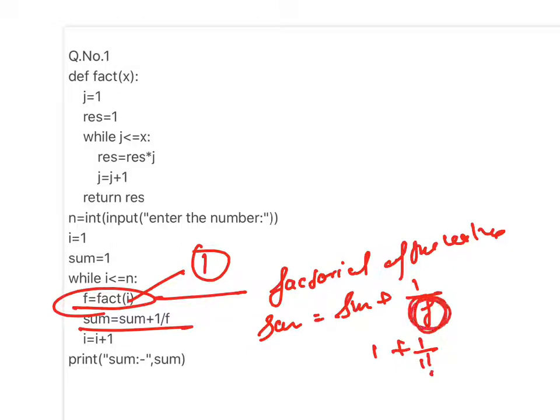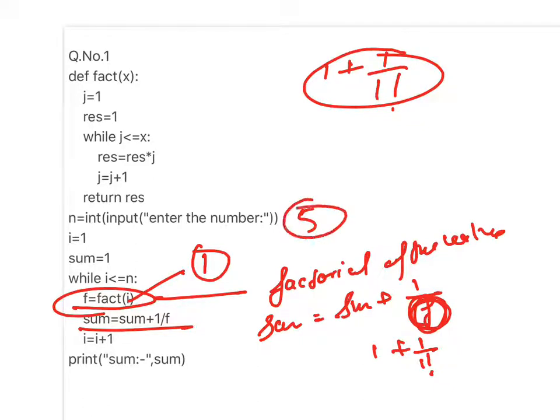This f already has calculated the factorial of 1. So you can see that the first two steps are there, 1 upon factorial 1, 1 plus 1 upon factorial 1. So in the first step you have calculated up to this. Now we have given the value of n as 5.